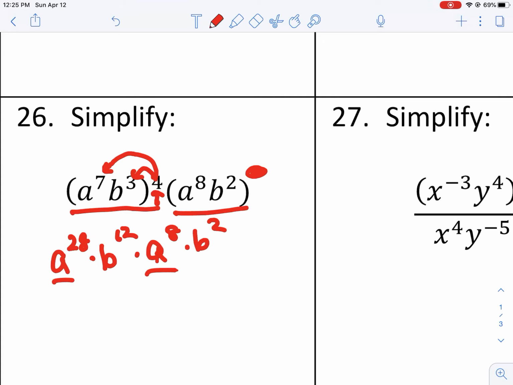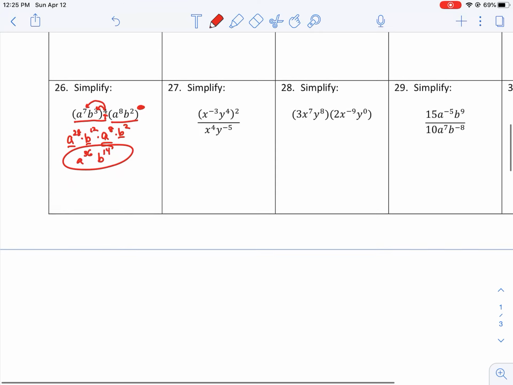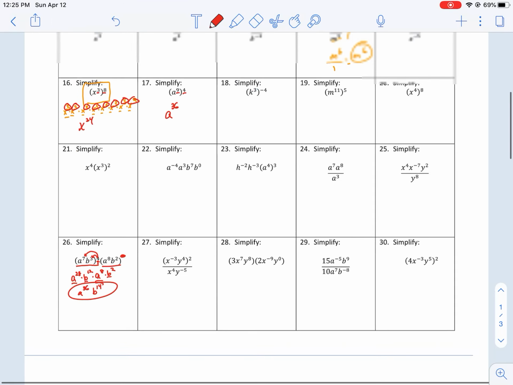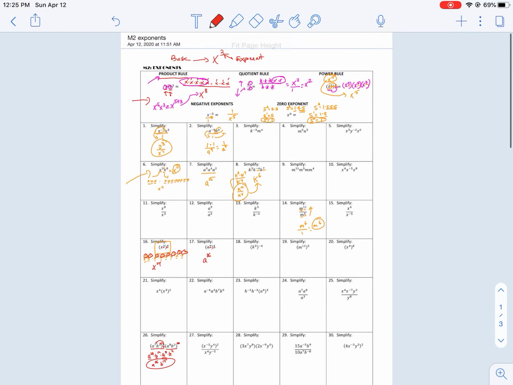Now we multiply those because it's all multiplication in between. A to the 28th times a to the 8th is a to the 36th power. B to the 12th times b squared, 12 plus 2, is b to the 14th power. And there's your answer. That's all you do.